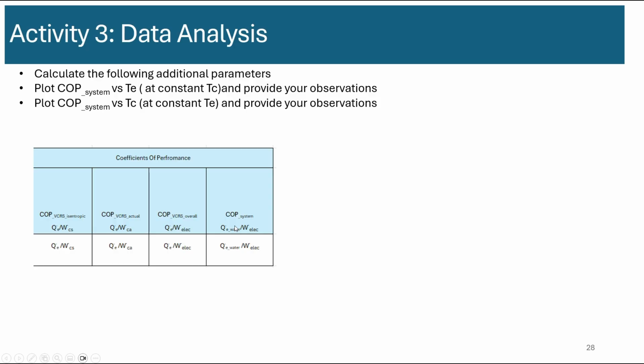Then once you finish all those calculations for all your test points, you should plot the COP of system versus TE. And we'll look at what COP of system is later on in the next few slides. You'll plot the COP of the system versus the evaporator temperature at constant condenser temperature. And then you'll note down your observation. How is it varying? What kind of variation is that? Do the same thing with condenser temperature at constant evap temperature. And again, you'll provide your observations.